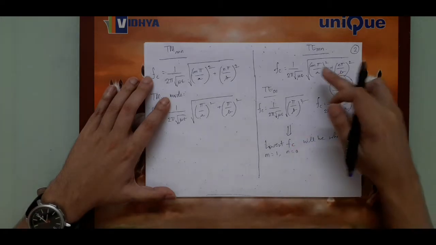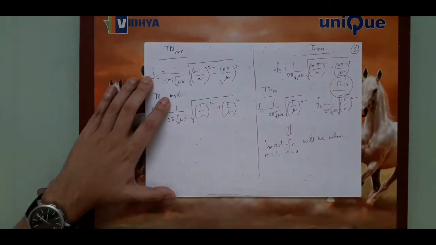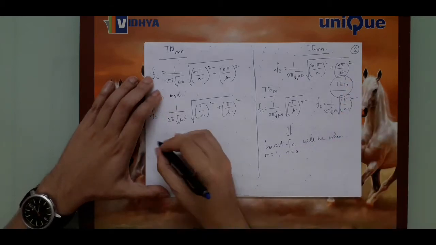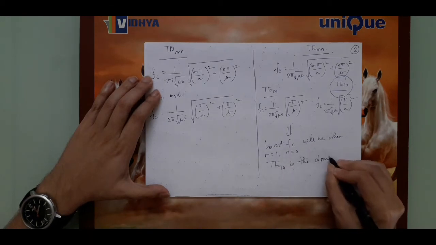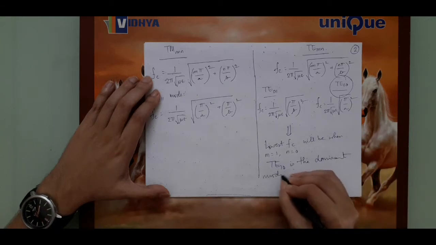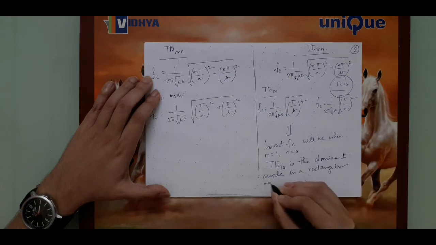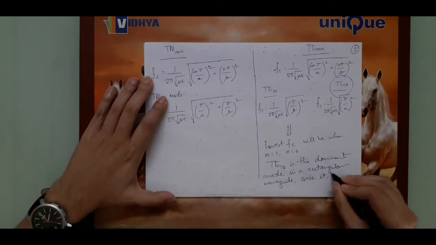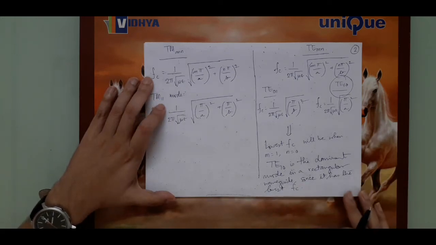So even if you increase the value of m and n, definitely the value of FC will increase. So the propagation mode with the lowest cutoff frequency is that for TE10. Therefore, we say TE10 is the dominant mode in a rectangular waveguide, since it has the lowest FC. Since it has the lowest FC, it can pass more frequencies.